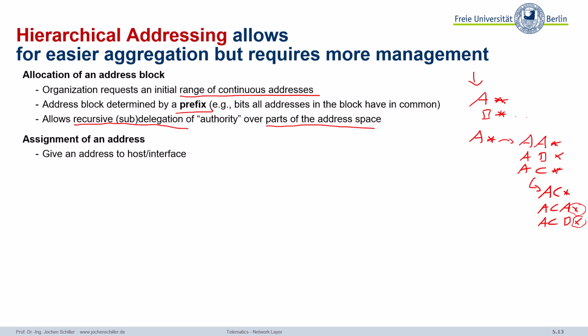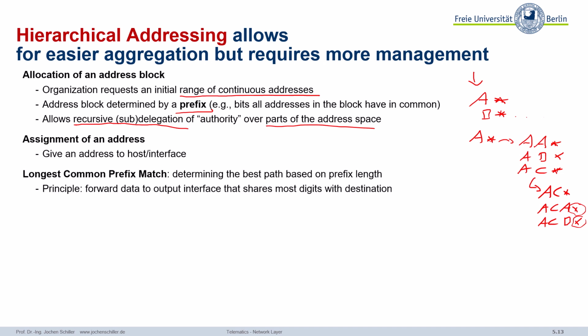And what you do inside the network, and that's how you benefit from this aggregation, you try to match what we call the longest common prefix when you try to find a path to the network. How does this work? So you're inside the network, you're acting as a router, and if you want to know where your packet should go, we will learn during this chapter that we have to find the longest common prefix, and we then pick the output interface that shares the most digits with the destination.